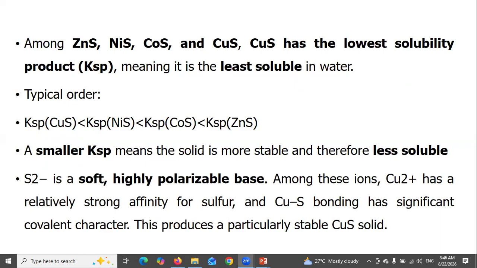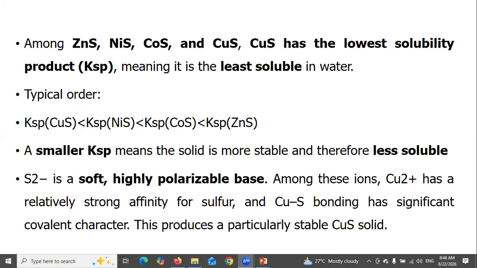Among zinc sulfide, nickel sulfide, cobalt sulfide, and copper sulfide, copper sulfide has the lowest solubility product. It is least soluble in water. So the solubility product is lowest for copper sulfide and highest for zinc sulfide.